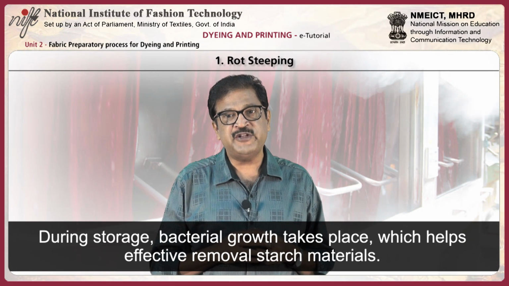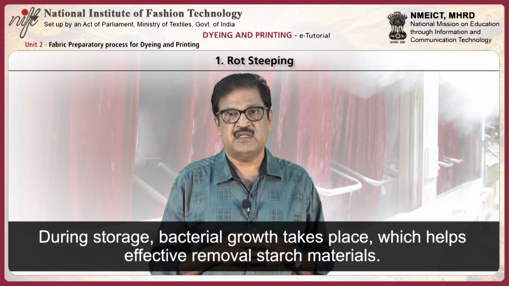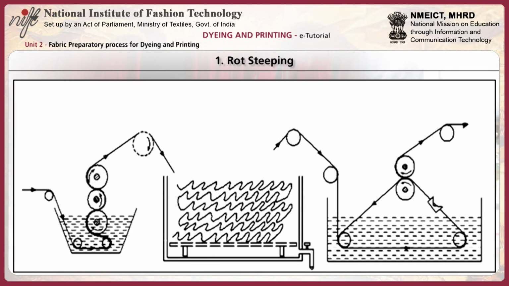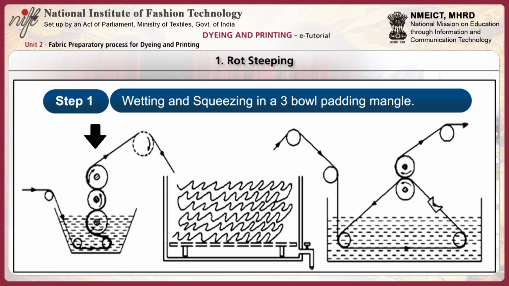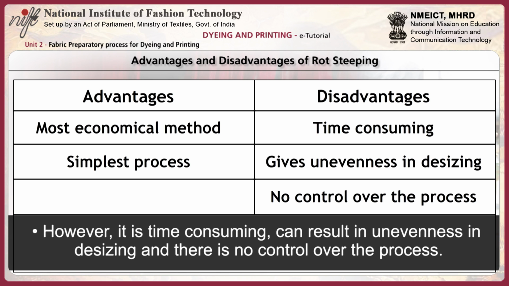During storage, bacterial growth takes place which helps effective removal of starch materials. These are the steps for rot steeping. Step 1. Wetting and squeezing in a 3-bowl padding mangle. Step 2. Steeping of wet fabric in a storage tank. Step 3. Washing in a rope washing machine. Rot steeping is the most economical and simplest process. However, it is time consuming, can result in unevenness in desizing and there is no control over the process.